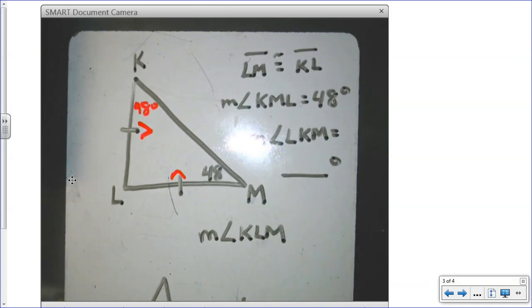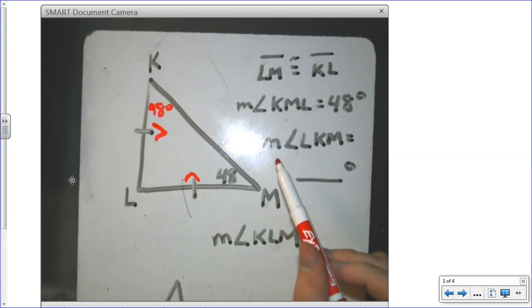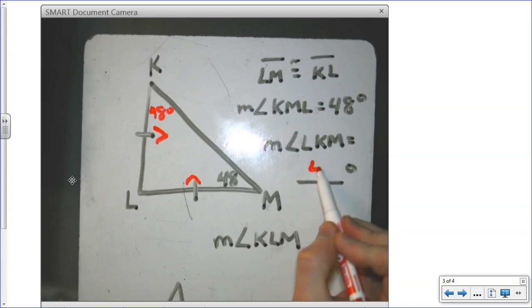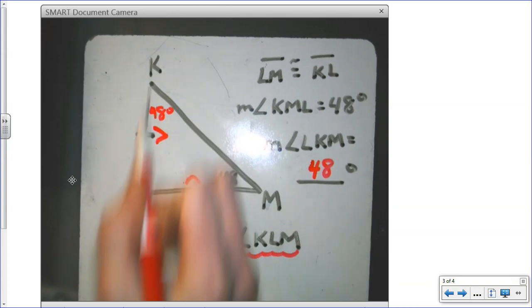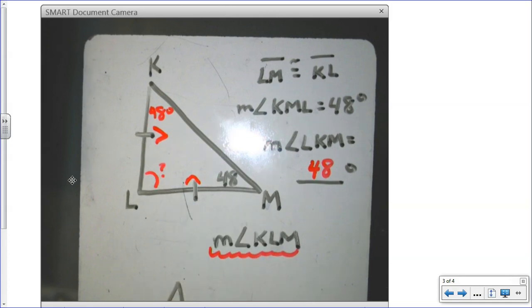Now we can prove that this is a right triangle or is not a right triangle. However, we've already answered one of the questions. One of the questions said, can you find the measure, sorry about this glare, the measure of angle LKM? We just did that. It's 48 degrees. We're done with that particular problem. Now we can work on angle KLM, this angle over here that we don't know.